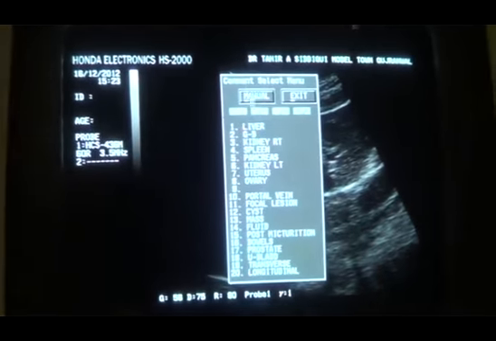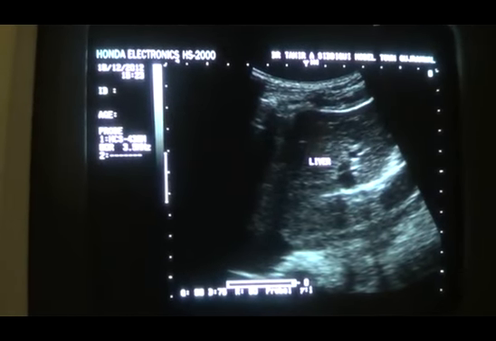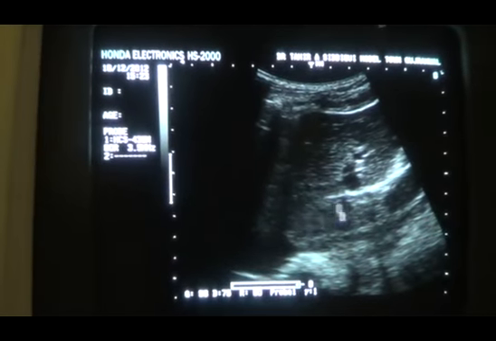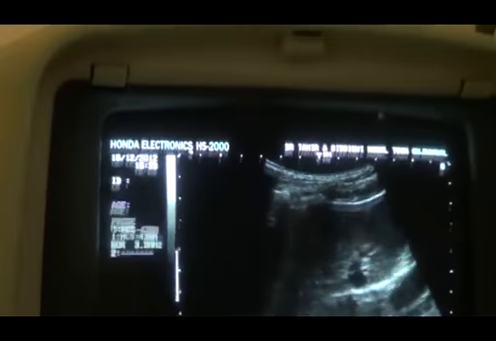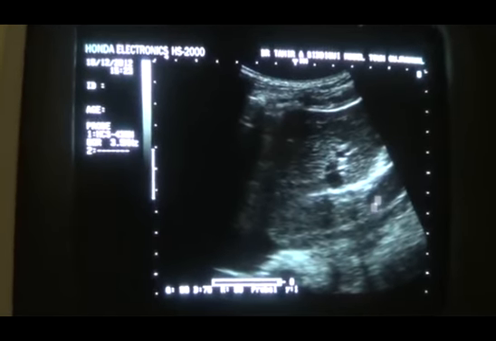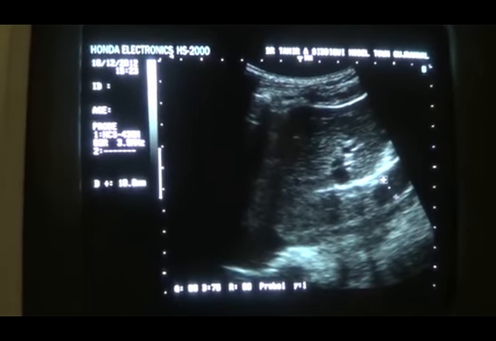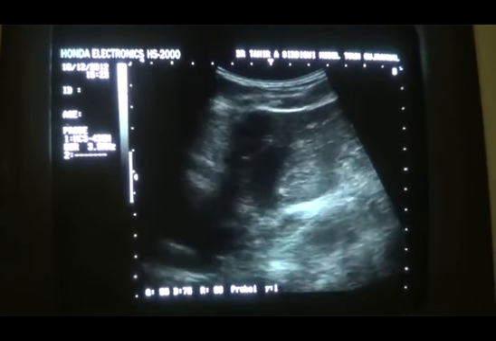Now this is the left lobe of the liver in longitudinal section, and this is the caudate lobe. This is the ligamentum venosum. This is the IVC. This is the portal vein. From inner to inner, measuring 11.1.